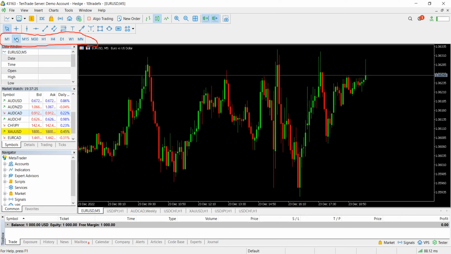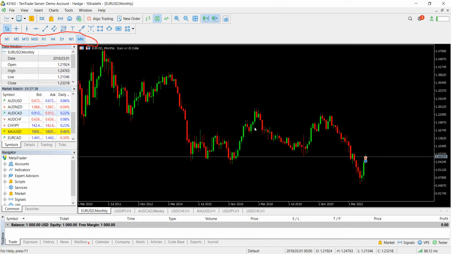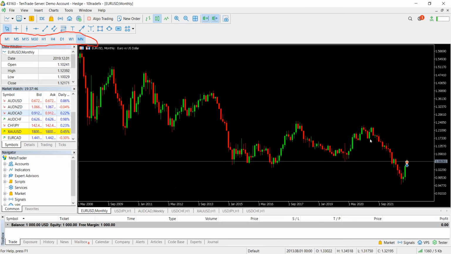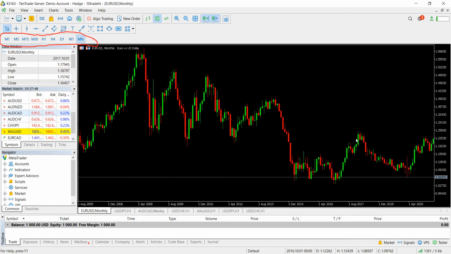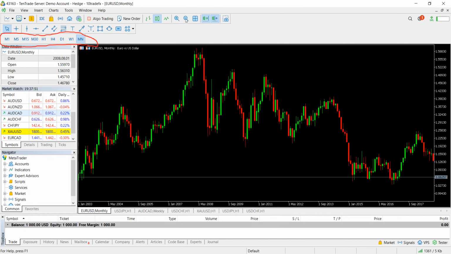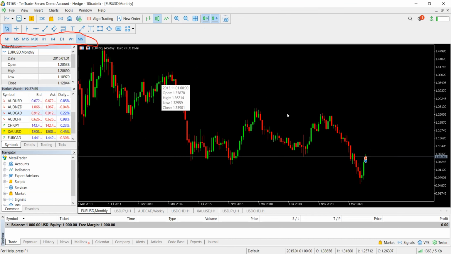M5 is 5 minutes. So every candlestick here represents 5 minutes. So you are seeing how price is moving every 5 minutes, right? So we have that up until the monthly on MT5. So every candle here represents 1 month. So it took 1 month for each of these candles to form. So that means you can actually get data of the market, way back, maybe up to the 2000s or 1990s.